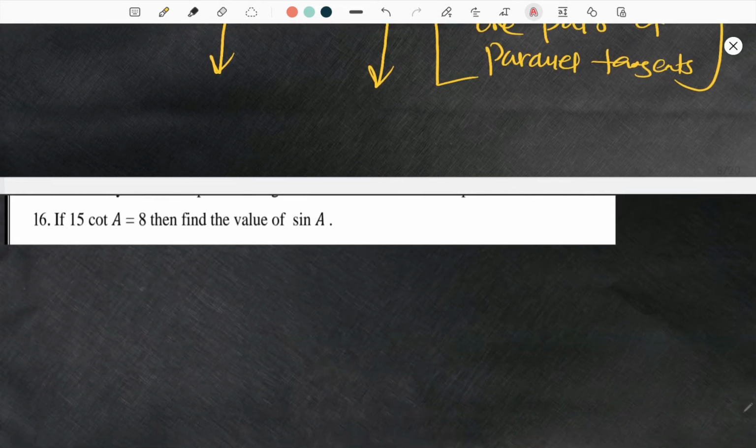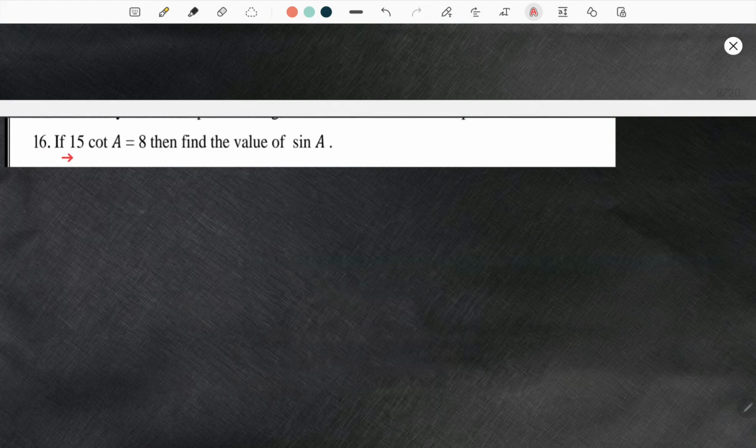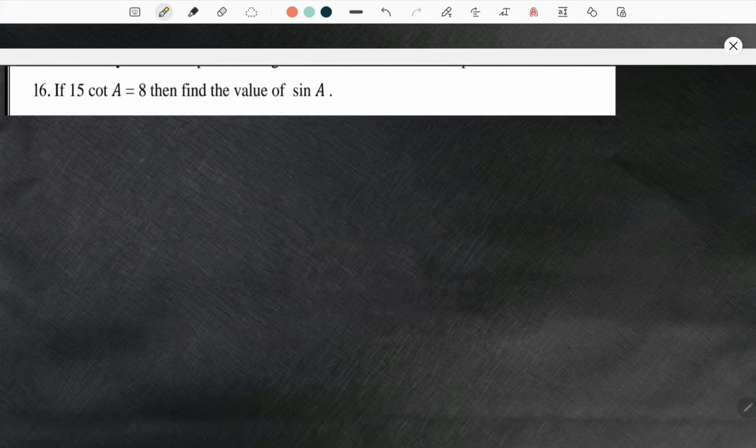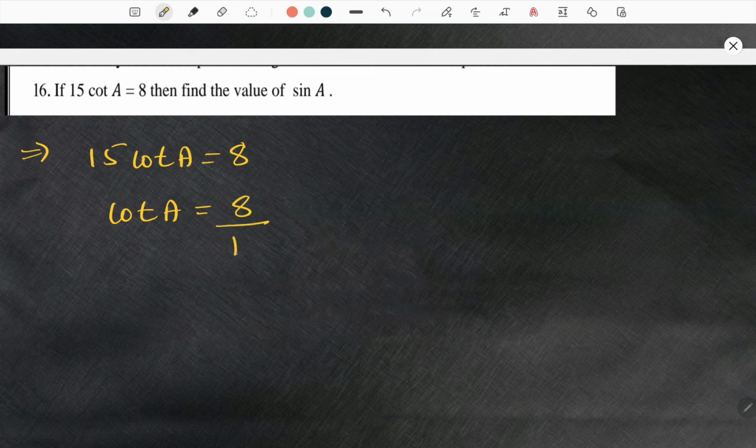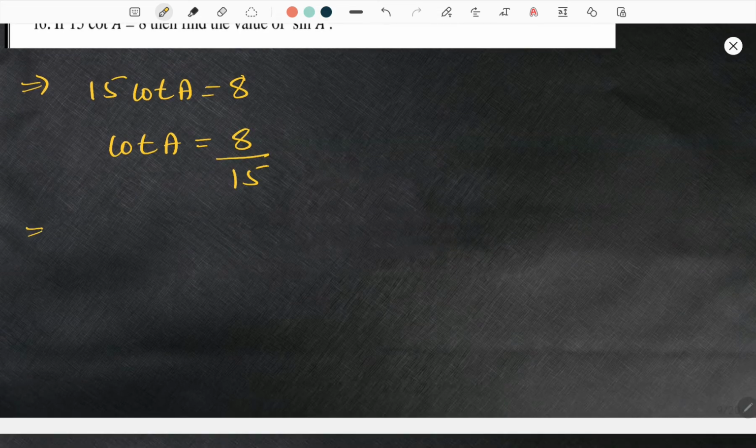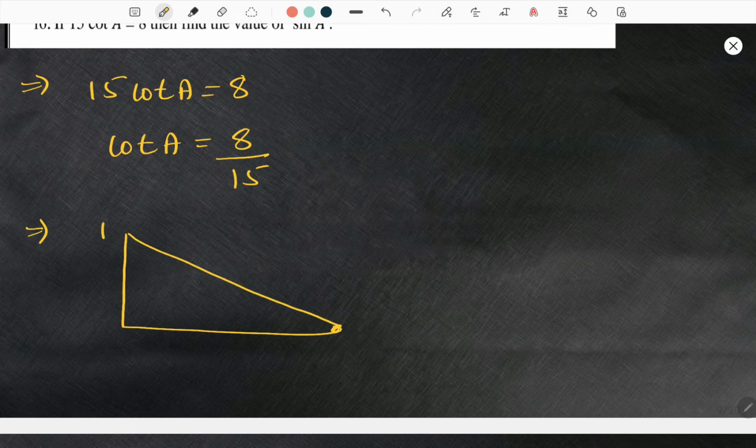Okay, fine then. Moving forward to the 16th question. If 15 cot A is equal to 8, then find the value of sine A. Alright, so cot A you know, right? So 15 cot A is equal to 8, cot A is equal to 8 by 15. So what do you mean by cot A is equal to 8 by 15? Here is the triangle ABC, and here it is 90 degrees, and let us take this angle as A.